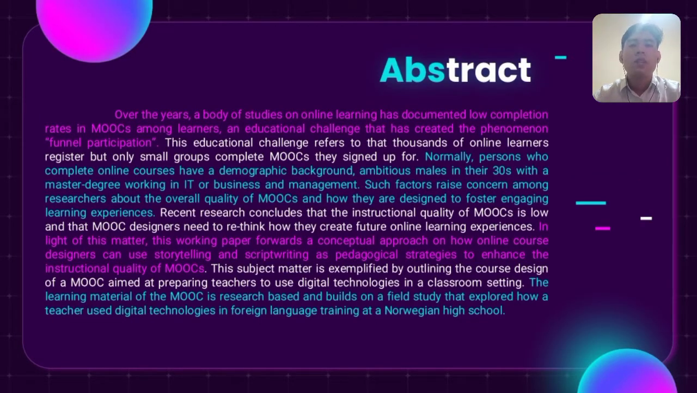Abstract. Over the years, a body of studies on online learning has documented low completion rates in MOOCs among learners, an educational challenge that has created the phenomenon of distributive participation. This educational challenge refers to thousands of online learners registered, but only small groups complete the MOOCs they sign up for. Normally, persons who complete online courses have a demographic background: ambitious males in their 30s with a master's degree working in IT or business and management.